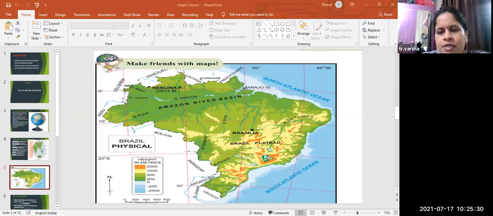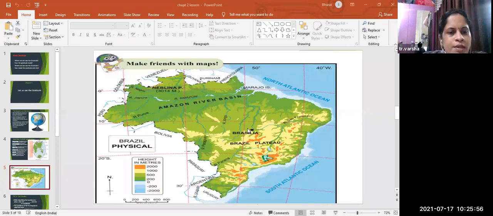For reading this Brasilia, what we'll see is these red color lines. These red color lines are showing the latitude and the longitude. Both lines are shown. Now here we can see it is lying in one box. Brasilia is inside one box.